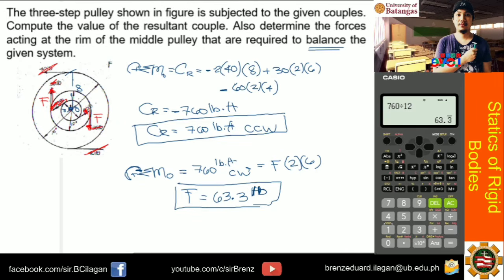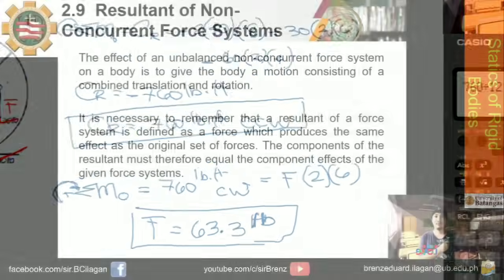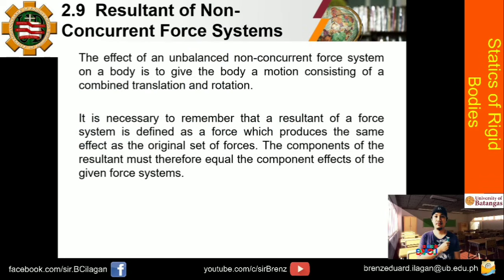Okay, so let's proceed with the next problem. Okay, guys, so let's proceed with the last topic for this chapter, which is all about the resultant of non-concurrent force systems. So, basahin natin, guys. The effect of an unbalanced non-concurrent force system on a body is to give the body a motion consisting of a combined translation and rotation. It is necessary to remember that a resultant of a force system is defined as a force which produces the same effect as the original set of forces.